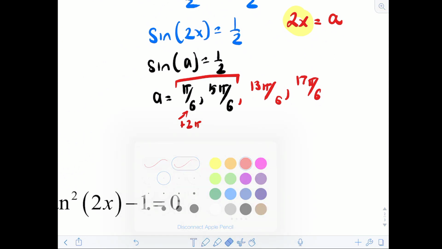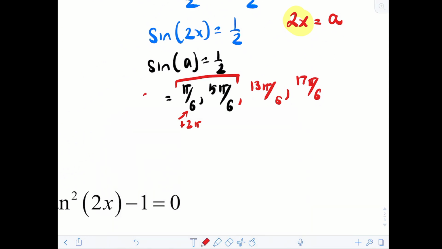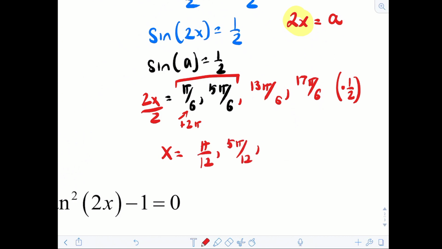Now, if I, in a sense, replace the a with the 2x, I now divide everything by 2. Yet again, this may seem confusing, but really all I'm doing here is I'm multiplying by 1/2, or dividing by 2. And so all I do here is I take the denominator and multiply by 2. So x is going to be equal to pi over 12, 5 pi over 12, 13 pi over 12, and 17 pi over 12. And that is your answer.